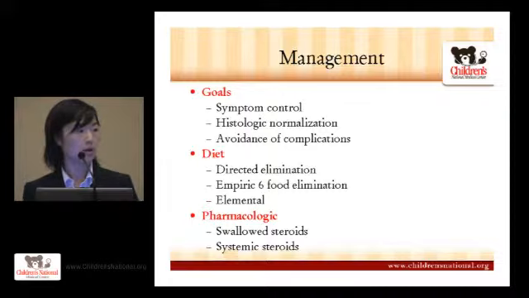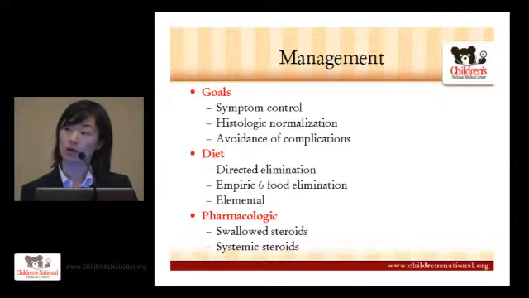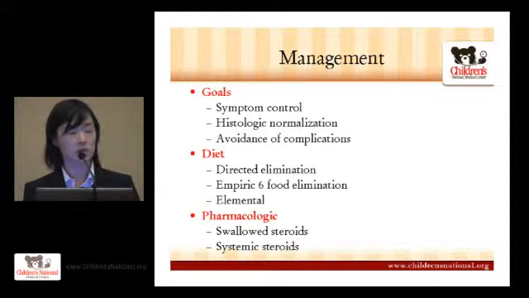Pharmacologic therapy is also used typically in the more moderately to severely affected children, for example, those with significant growth failure or significant dysphagia preventing them from swallowing food or obtaining the proper nutrition. This is generally given in one of 2 ways. One is swallowed steroids, so swallowed Flovent or swallowed budesonide mixed in a little liquid, or systemic steroids, typically for the more severely affected kids.